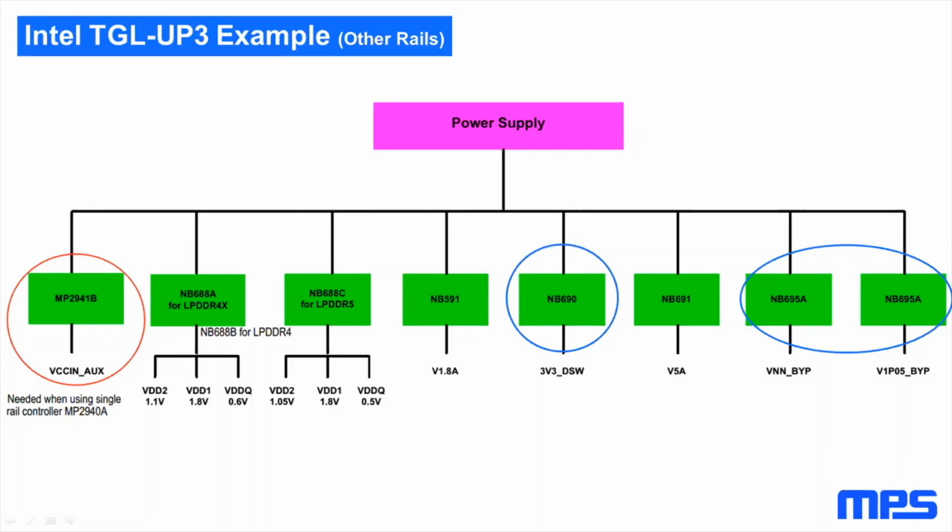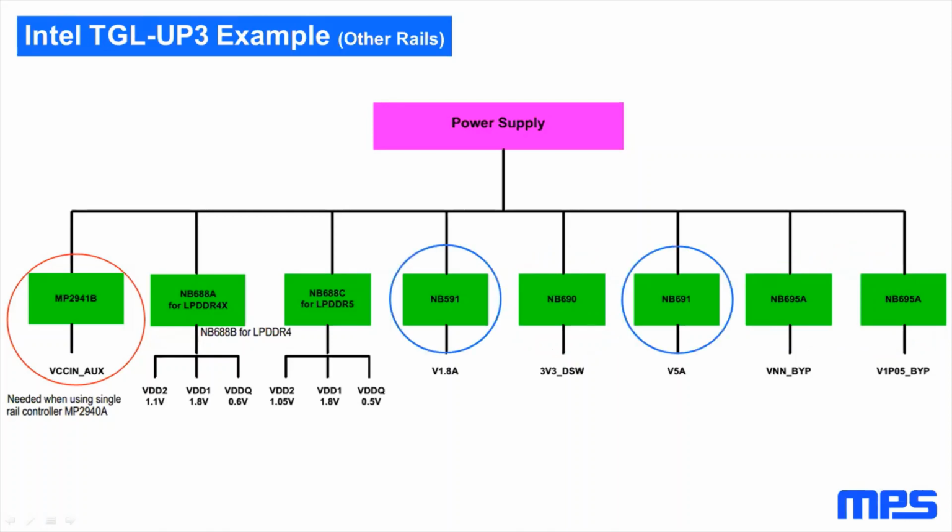And finally, we have universal regulators where the voltage can be set through external resistors. The 591 is a 3 amp device, and the 691 is a 6-amp device with a peak current of 7.5 amps.